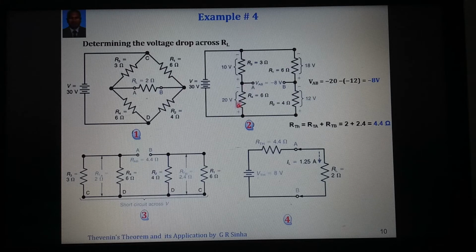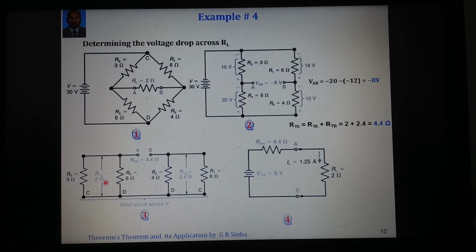Why are we interested here and here? Because this VAB is nothing but the voltage difference between these two points, which is 20 minus 12, and therefore it is 8 volt. That is, VAB is equal to 8 volt.